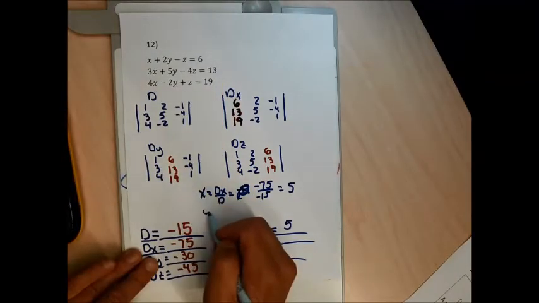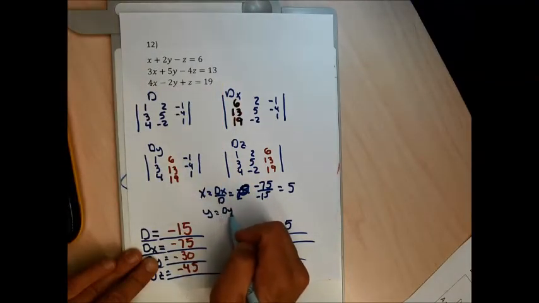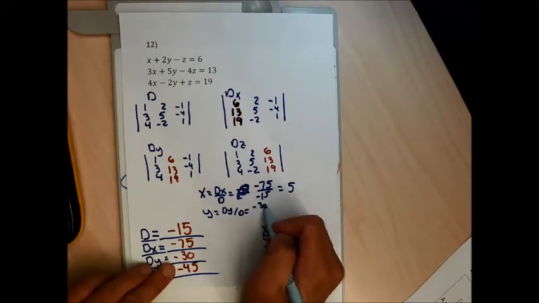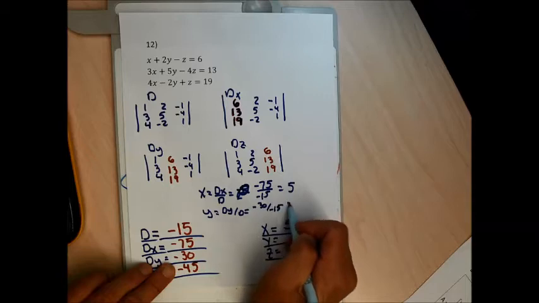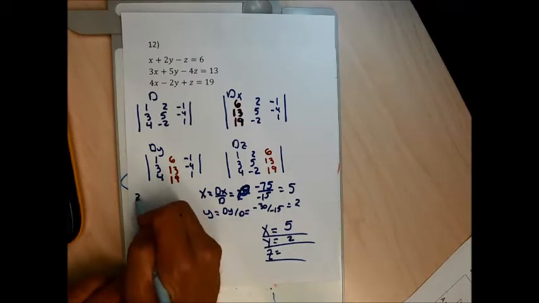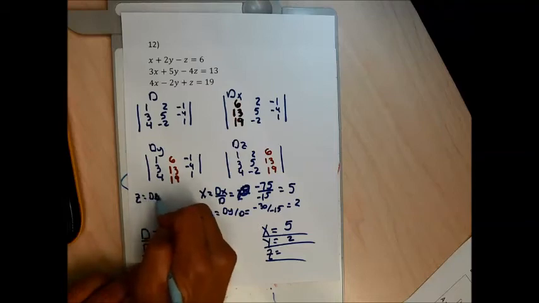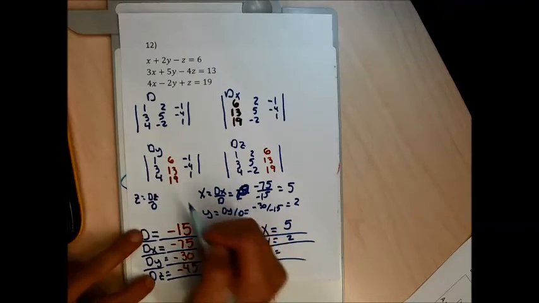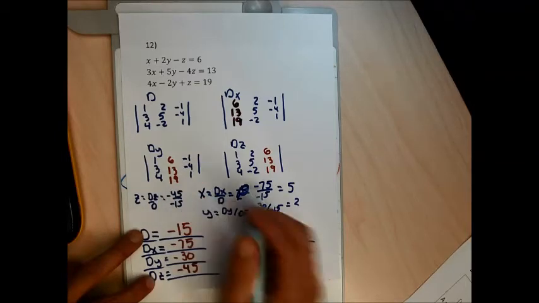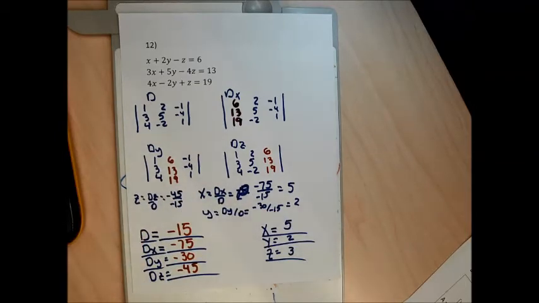My y is my D sub y number divided by D, which is negative 30 divided by negative 15. I don't need a calculator to know that that's 2. And my z is my D sub z number divided by D. That's going to be negative 45 over negative 15. And I don't need a calculator to know that that's 3.